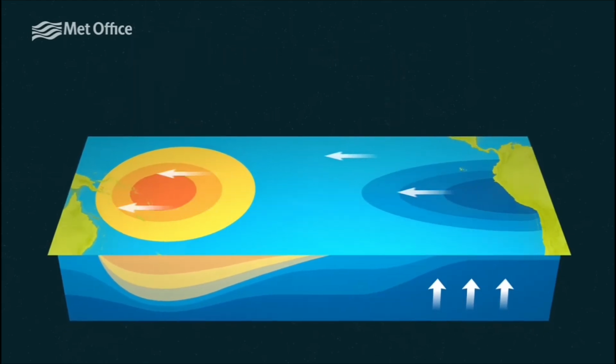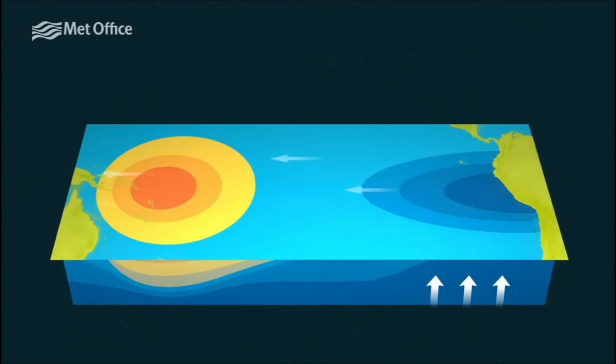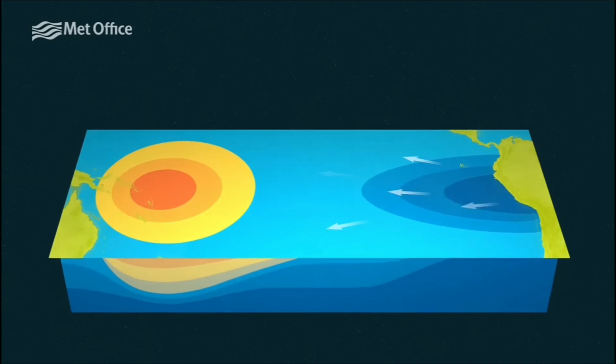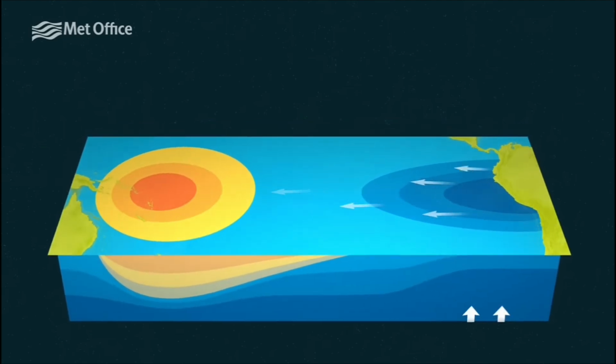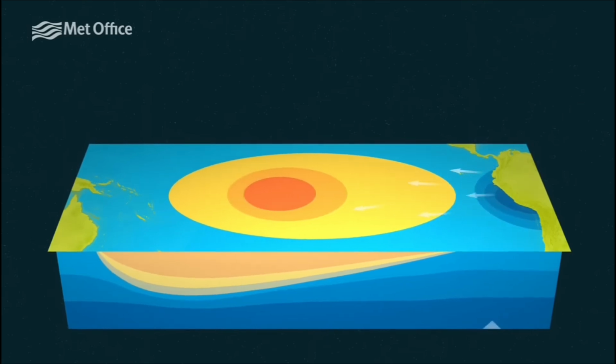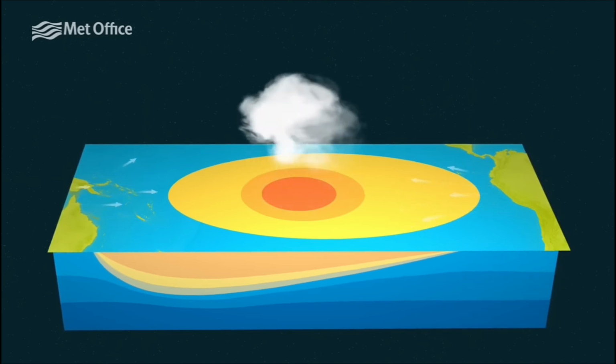With weakened trade winds, there's less push of warm surface water to the western side of the ocean and less upwelling of cold water on the eastern side. This allows the usually colder parts of the ocean to warm, cancelling out the normal temperature difference. Because the area of warmest water moves, so does the associated wet and unsettled weather.